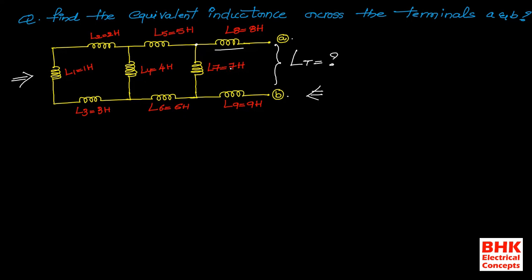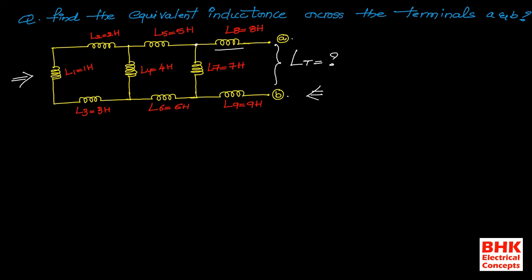So that is the reason I am telling you: if the terminals are on the right side, we always need to start reducing from the left side, and if the terminals are on the left side, we always need to start reducing from the right side. Now in this problem, terminal A and terminal B are on the right side. That's why I am starting the calculation of inductance from the left side.